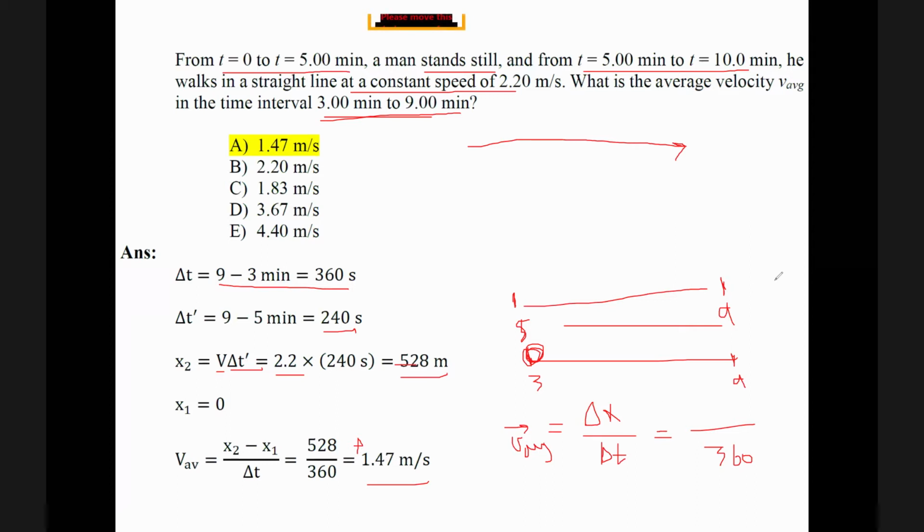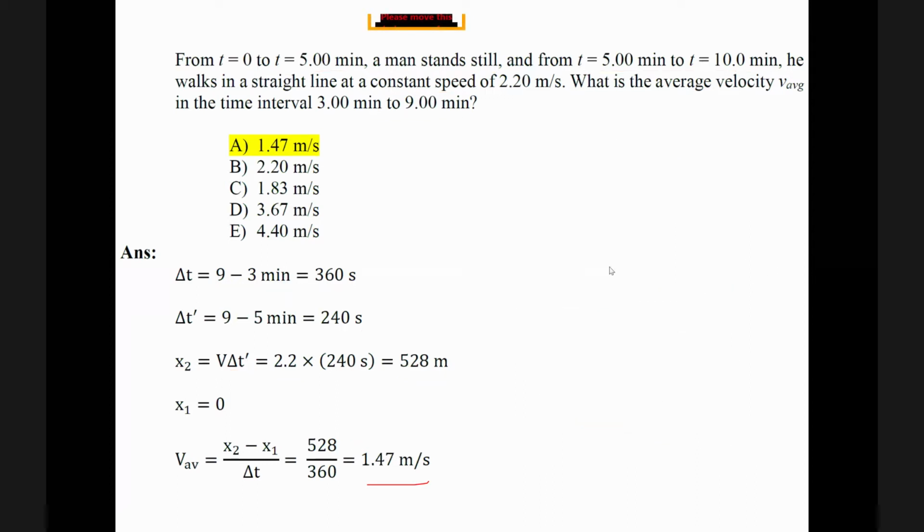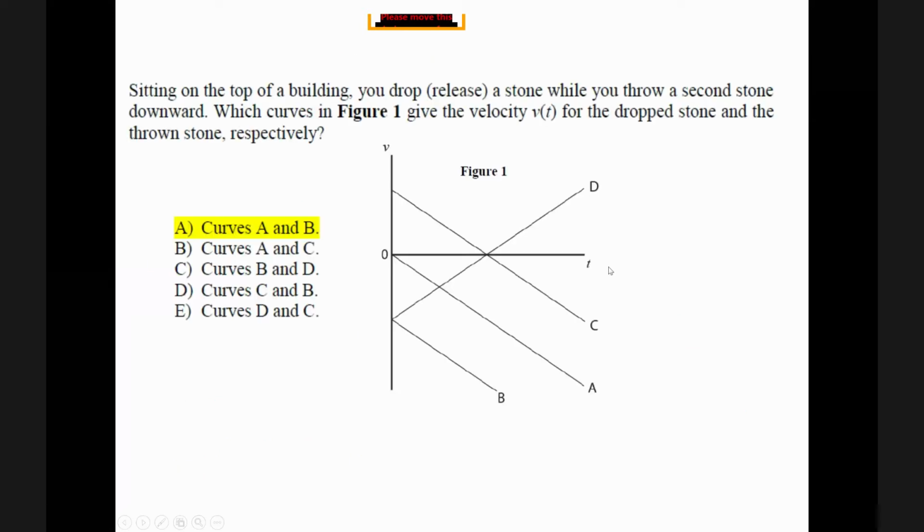Okay, let's see another question. Here, sitting on the top of a building, you drop, we said the word drop or release or from rest, indicates the same thing, means V initial is equal to 0. Drop, release, or from rest is the same thing.